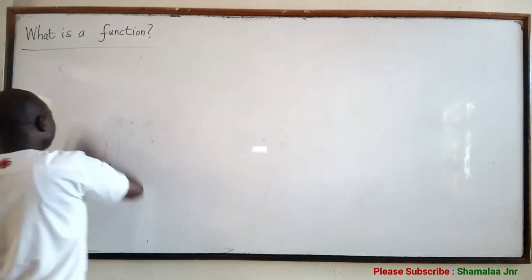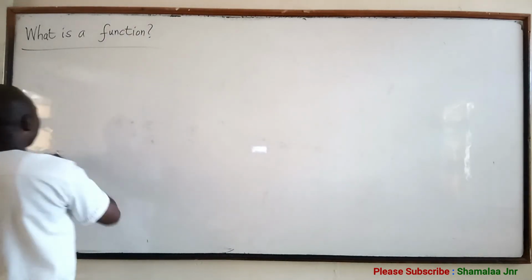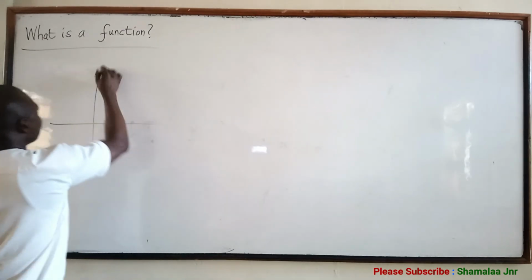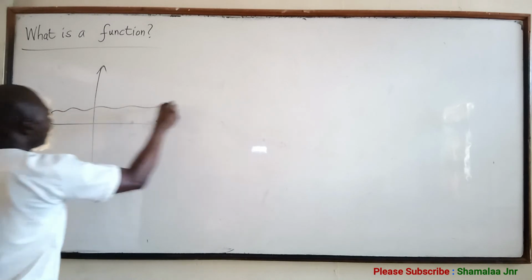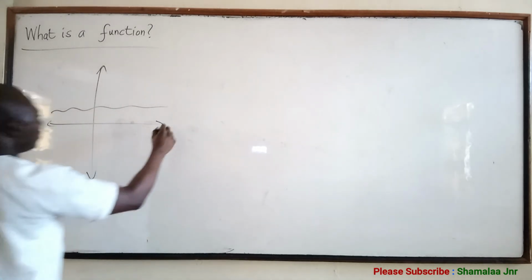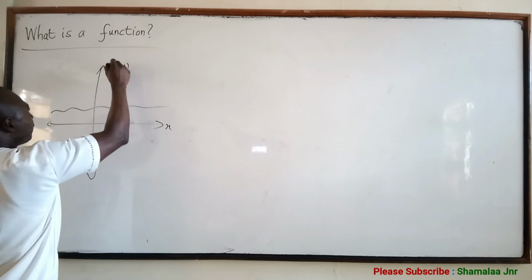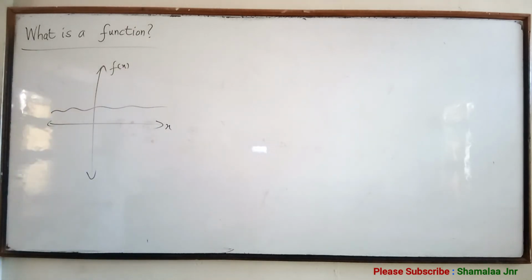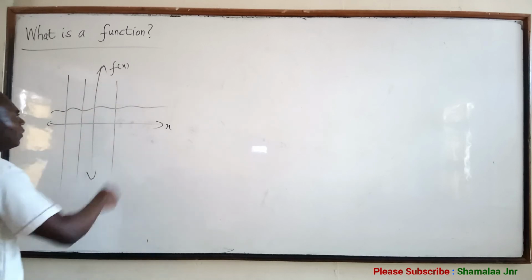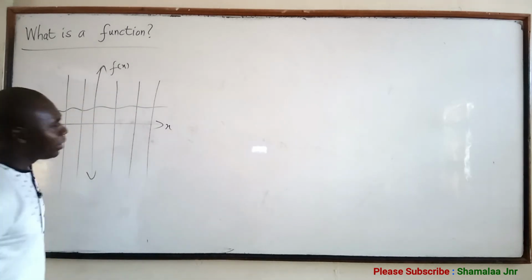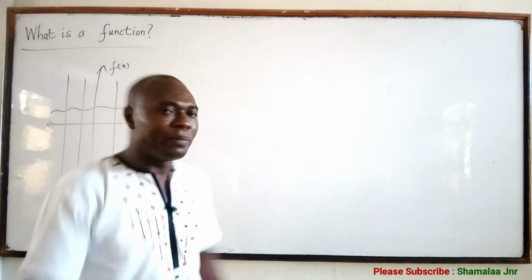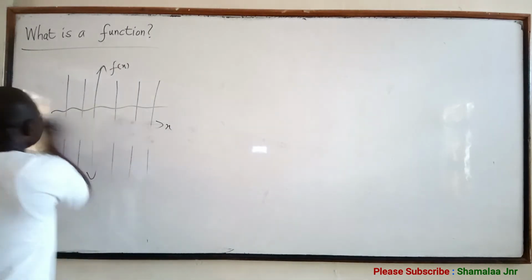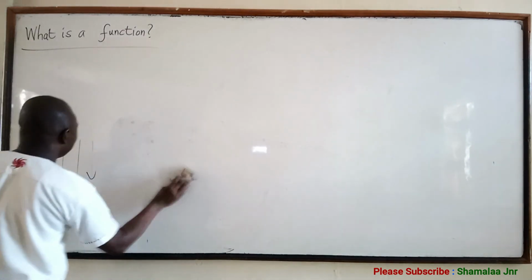Now let's look at another example. You can also have something like this. Is this a function? This one, is this a function? Yes. So if you draw a vertical line, look at it. It's cutting the curve at one point. Each of these vertical lines is cutting the curve at only one point. So this is also a function.